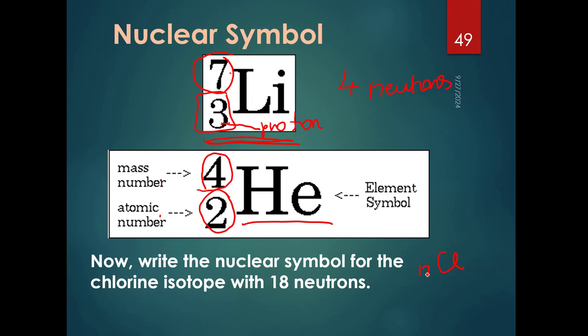How do we get the mass number? Remember, the mass number is equal to the number of protons plus the number of neutrons. So now we know that the atomic number is 17 and it has 18 neutrons. So how do we get the mass number? Yes, we just add it up. Really simple. So 18 plus 17, so the mass number of this isotope is going to be 35. So we just did that. This is the nuclear symbol for the chlorine isotope with 18 neutrons. So it's 35 and 17, and the element symbol for chlorine.